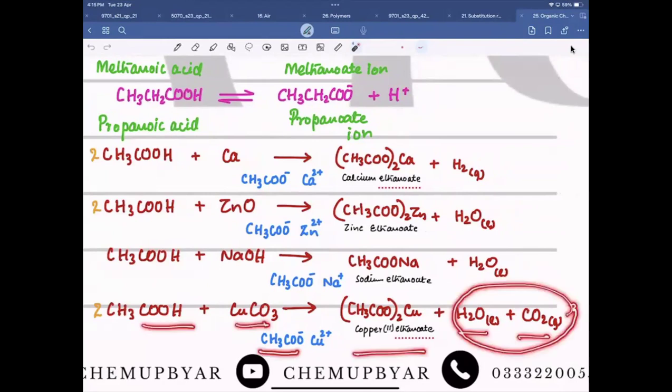Then we will write the formula of the ions with their charges, and with the help of these ions and their charges, we will make the formula of the salt. So here the salt is copper(II) ethanoate.